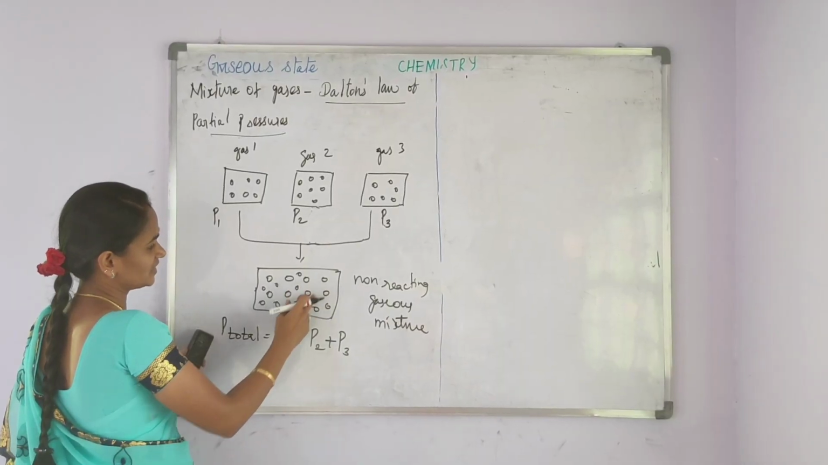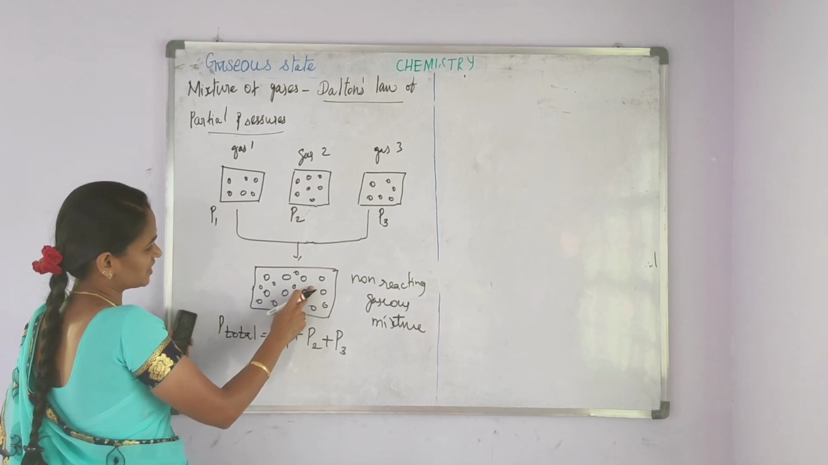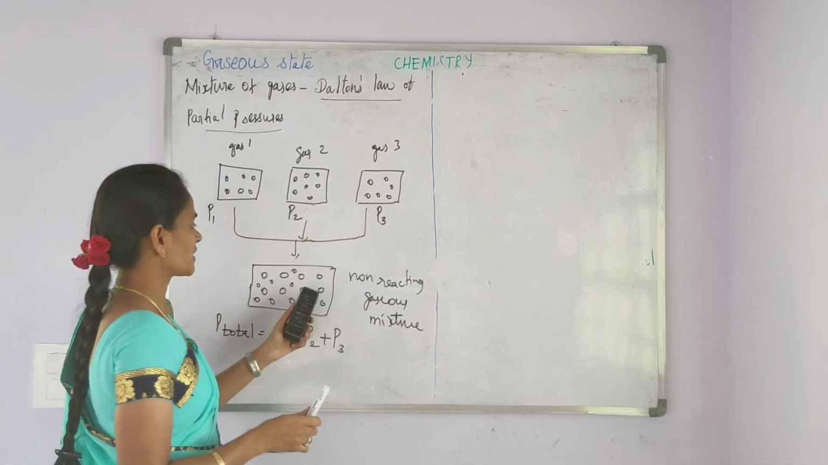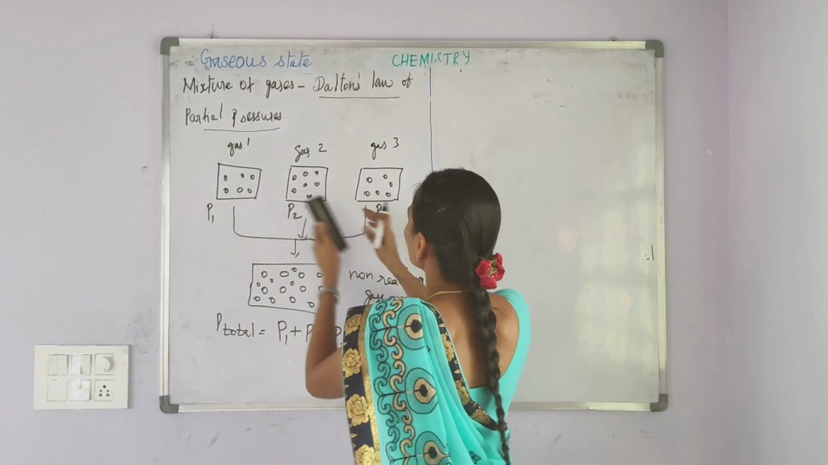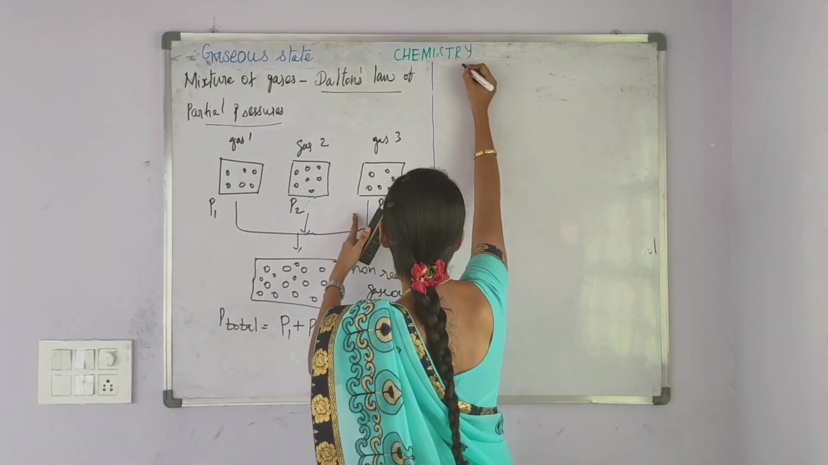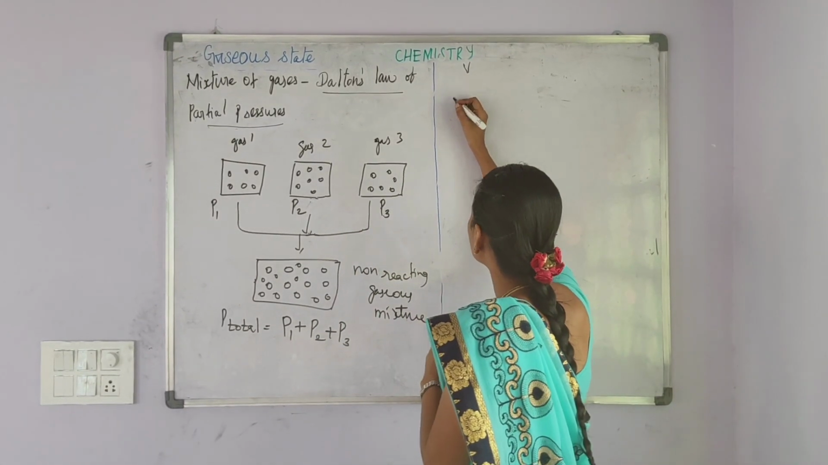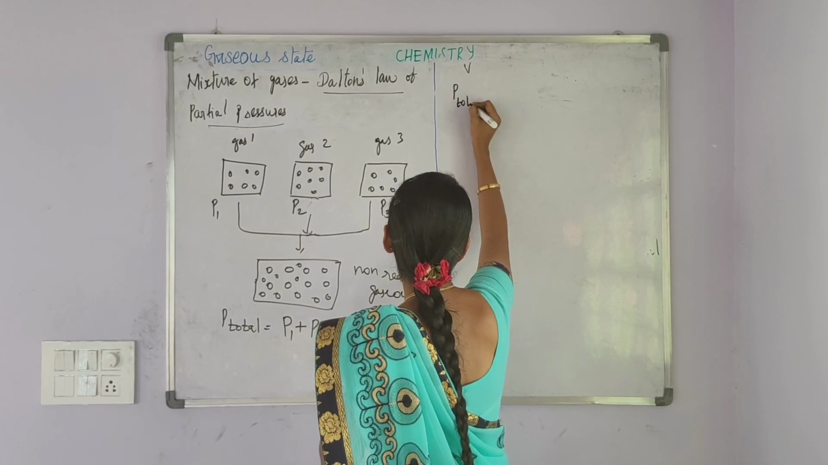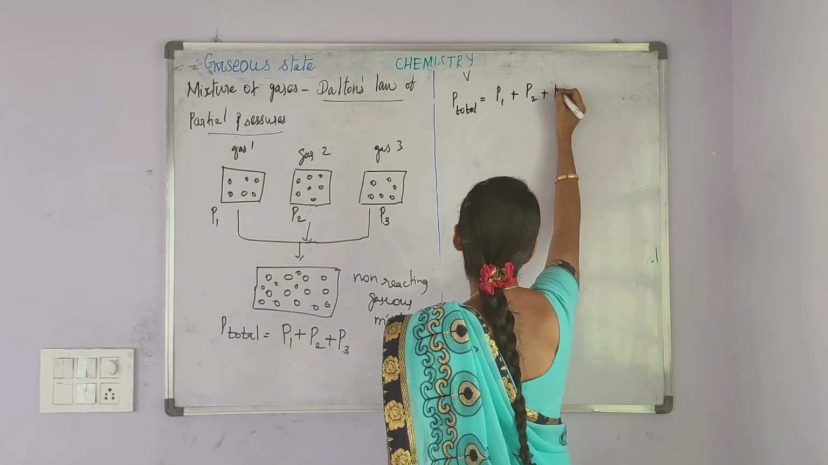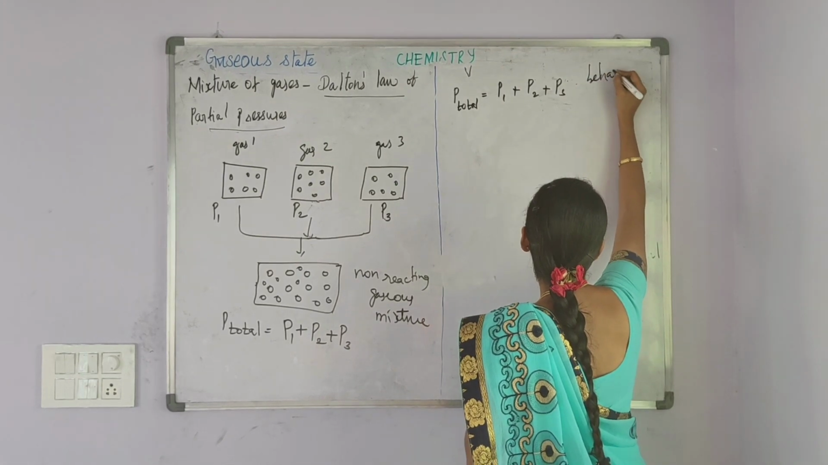Let us consider the non-reacting gaseous mixture. It contains gas 1, its pressure is P1, gas 2, its pressure is P2, gas 3, its pressure is P3. All the gases are present together in a container. Its volume is V. Now, the total pressure of the non-reacting gaseous mixture, that is P total, is equal to P1 plus P2 plus P3. All the three gases are behaving ideally.